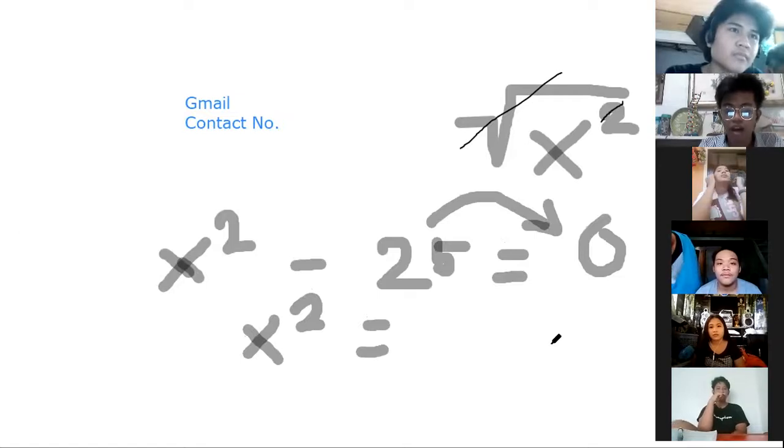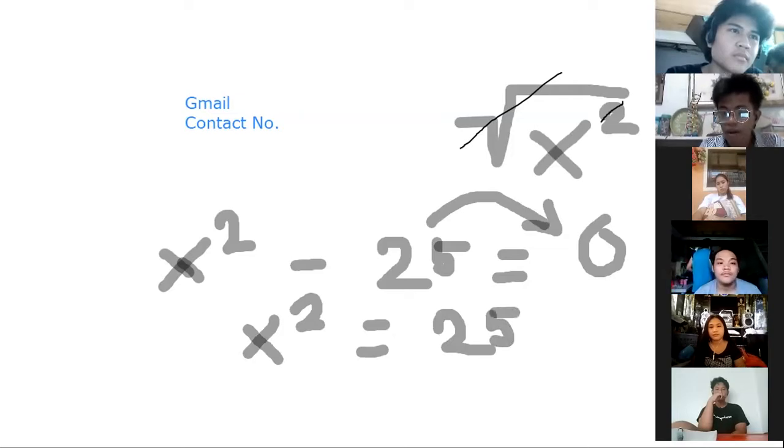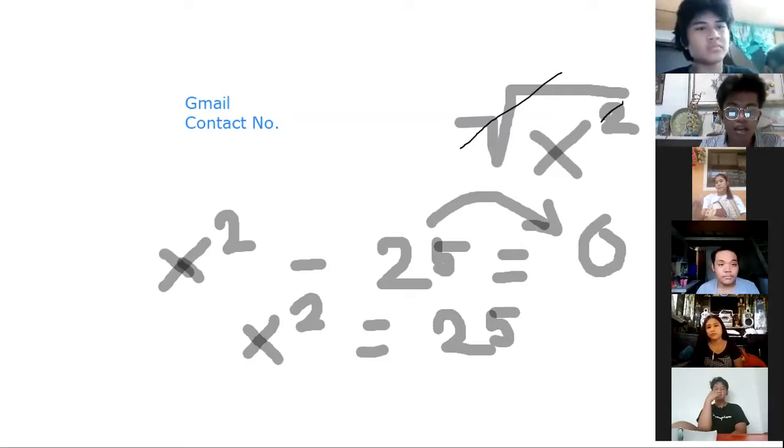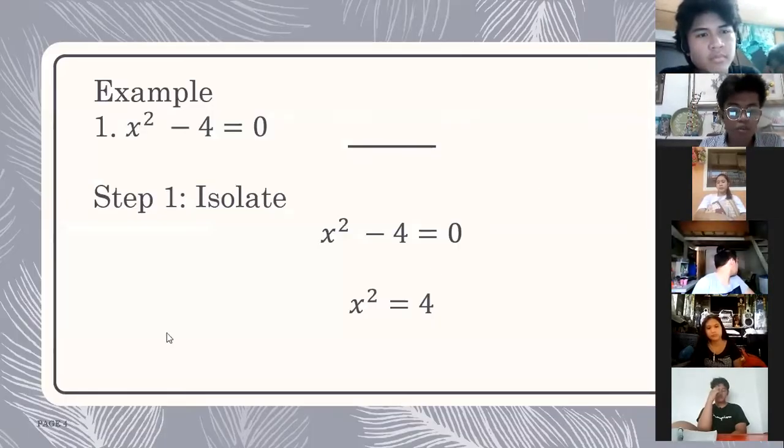Positive, sir. Okay, positive. So, you have positive 25.5. Okay, nakukuha po. Ayan. So, yun yung unang step. Now, back tayo doon sa ating drawing. Let's move to step number 2.